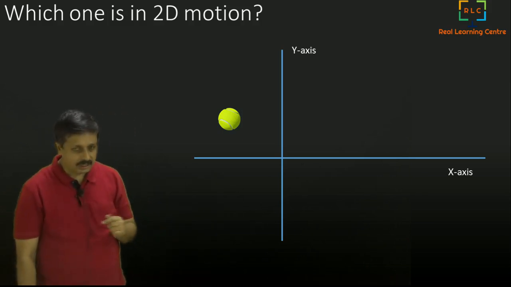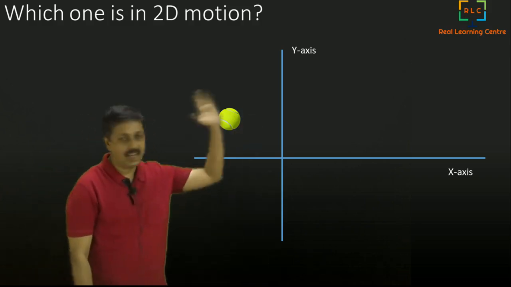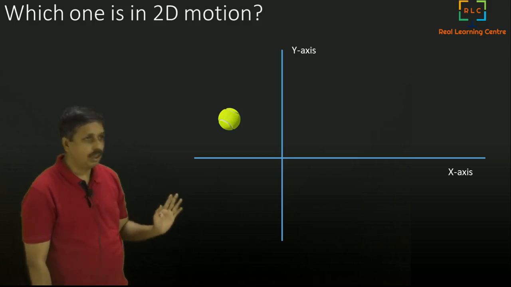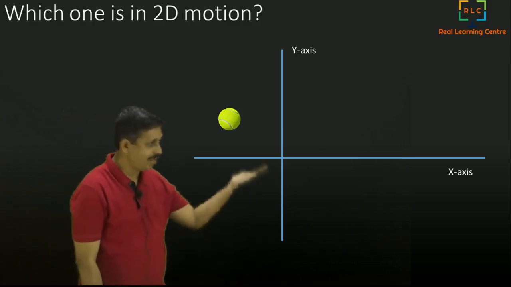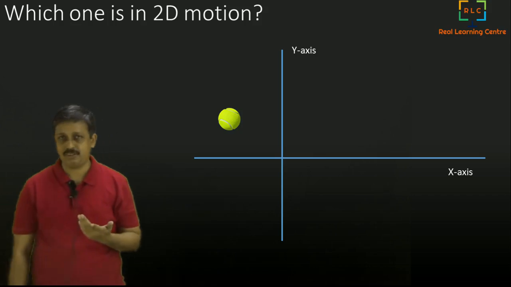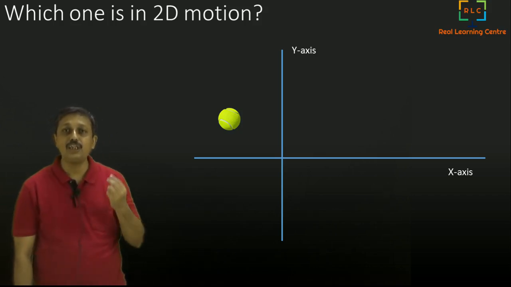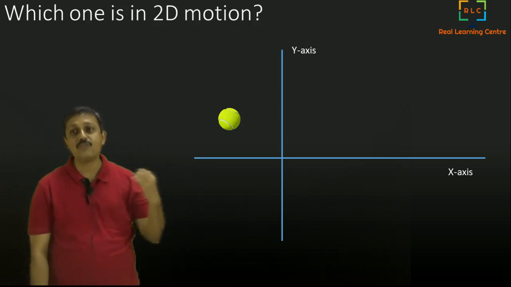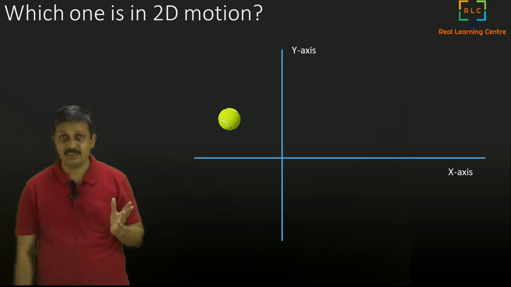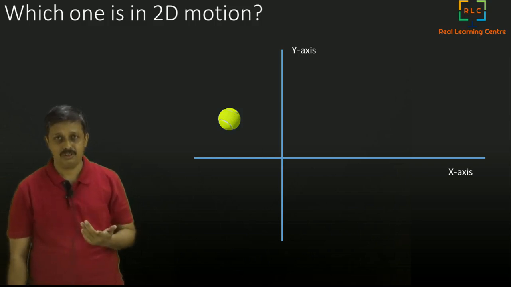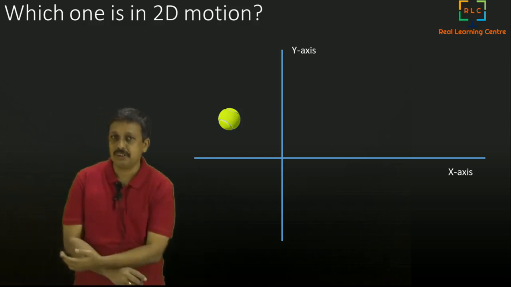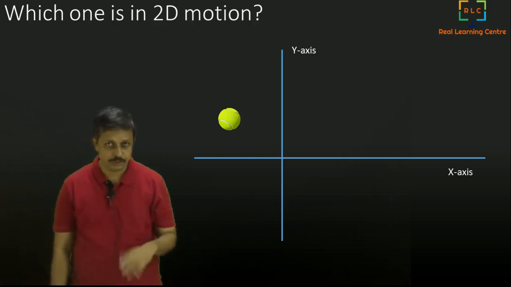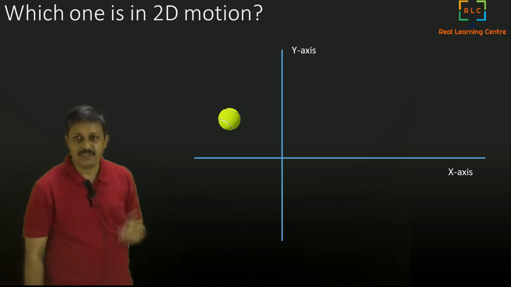There are two dimensions here, one x-axis, one y-axis. I'm going to make a claim that something which moves both in the x-axis and y-axis is called a 2D motion, in the sense that as the time progresses, the value of the x coordinate and y coordinate both change. Otherwise it is 1D motion. That is what I am going to talk about, and let us see whether that is true.